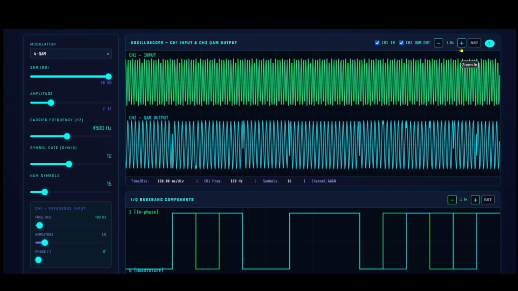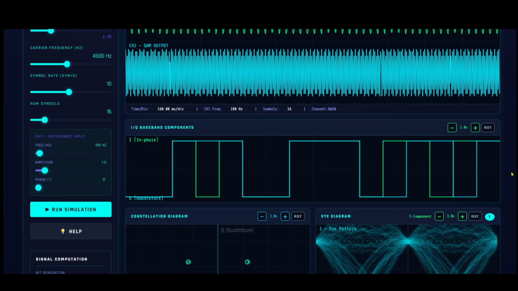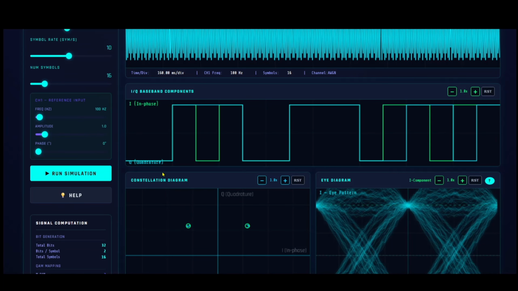We can observe the amplitude and phase changes depending on the symbol mapping. If SNR is reduced, noise distortion becomes visible in the waveform. We can also zoom in and zoom out the waveform. And then IQ baseband components. We can observe two signals here. One is the in-phase component and another one is the quadrature component.